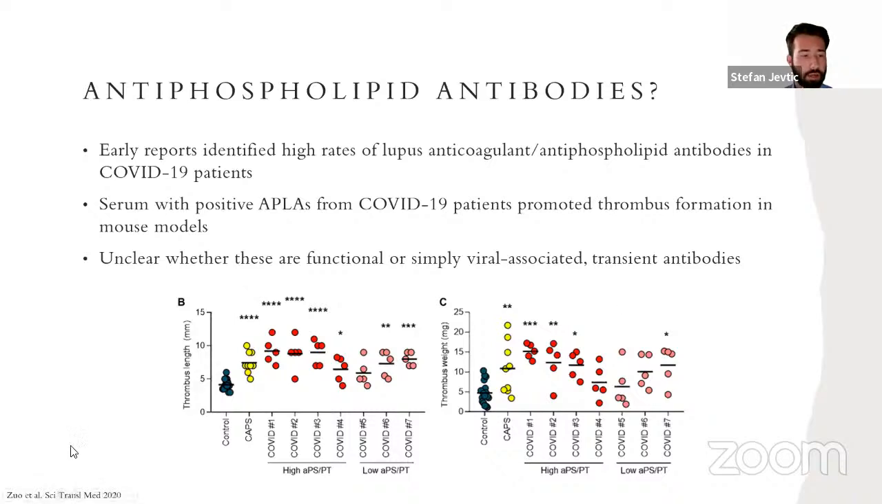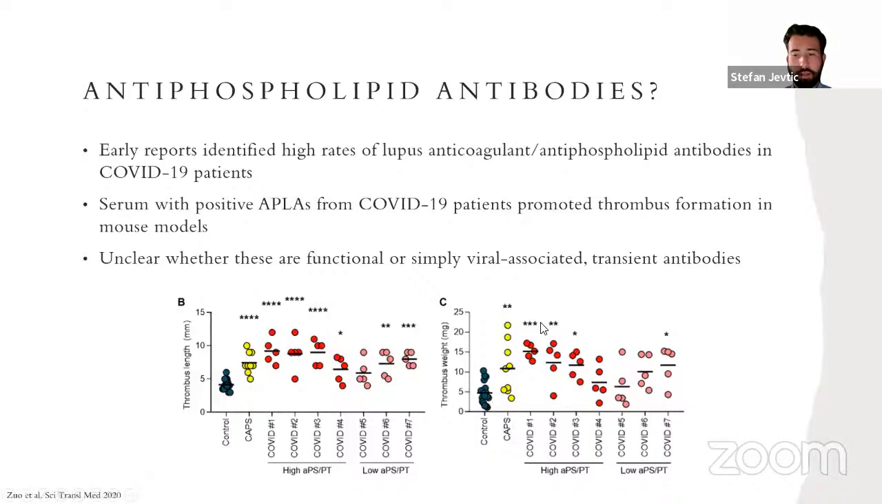In one study published in Science 2 years ago, they looked and found that in their patient samples from COVID-19, if they took the IgG fraction and differentiated their cohort between those with high titer and low titer antiphospholipid antibodies, there was a slight trend towards increased thrombus formation when the serum was injected into a mouse model compared to those with a lower titer.